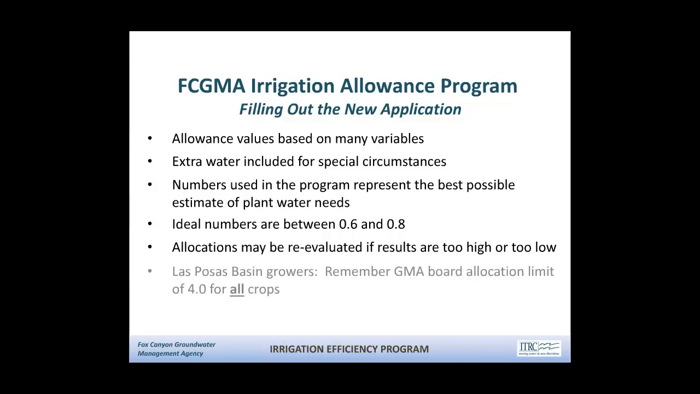Also remember that for growers with fields in the Las Posas Basin, the GMA board has set an allocation limit of 4.0 for all crops, even if the values listed in the table for Zone 3 are above that threshold.